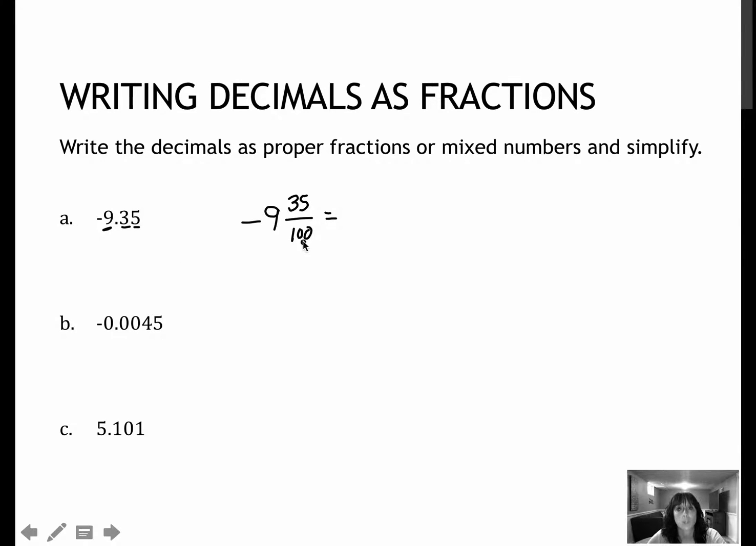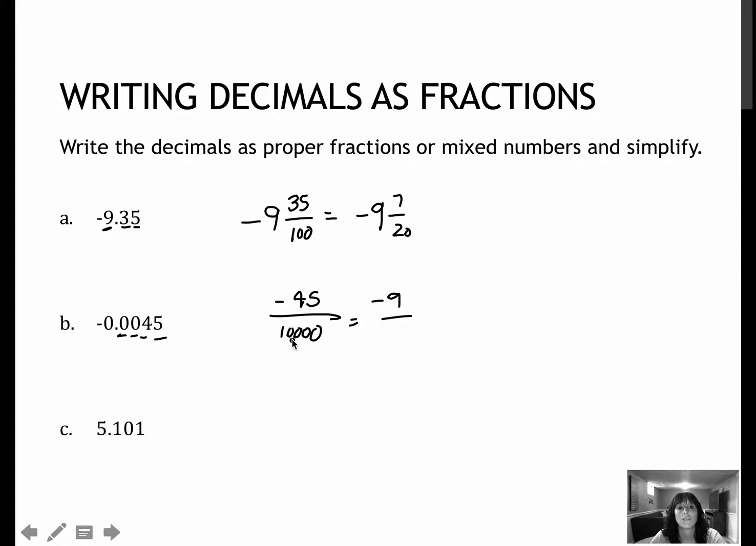Then I would reduce the 35 over 100, and notice this is the same question from the last page that we did. So -9, I would divide by 5 on top, divide by 5 on the bottom, and that would be my new answer. For B, I have tenths, hundredths, thousandths, 10,000ths, so -45 over 10,000. Again, I would divide by 5. In this case, I would get a -9 on the top, and you could leave it out front as well.